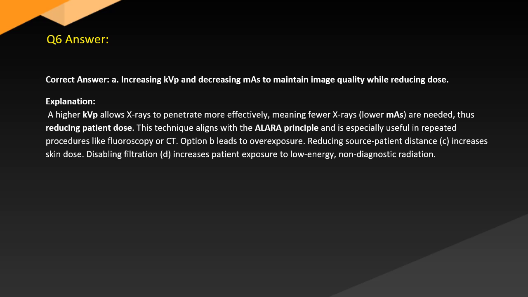Answer. Correct answer A. Increasing kVp and decreasing mAs to maintain image quality while reducing dose. Explanation: a higher kVp allows X-rays to penetrate more effectively, meaning fewer X-rays, lower mAs, are needed, thus reducing patient dose. This technique aligns with the ALARA principle and is especially useful in repeated procedures like fluoroscopy or CT. Option B leads to overexposure. Reducing source-patient distance, C, increases skin dose. Disabling filtration, D, increases patient exposure to low-energy, non-diagnostic radiation.